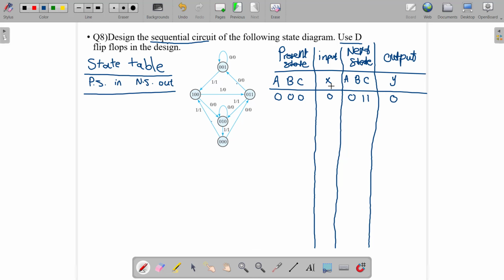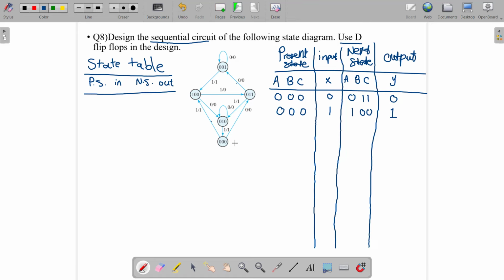So again, because we have one input, it means that again the x can be 0, can be 1. It means that again I say that when the present state is 0 0 0 and input is 1, look at here, input is 1, what's the next state? 1 0 0. And what is the output? Output is equal to 1.